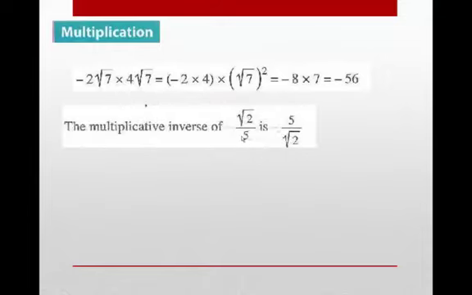The multiplicative inverse of negative root 2 over 5: we flip the fraction, so it is negative 5 over root 2.